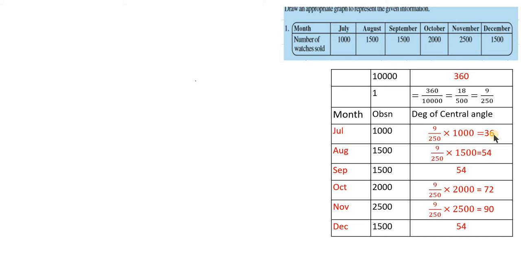Okay, after calculating the central angle, the degree of the angles of the sectors, this 36 is the degree of the sector representing the July month sale. 54 is the degree of the August month sale. Okay, we will not be mentioning these figures 1000, 1500 or that. Instead we will be drawing it, and we will quote it with a category name July, August, September, October, November, December. The sectors will be named as July, August, September, October, November, December.